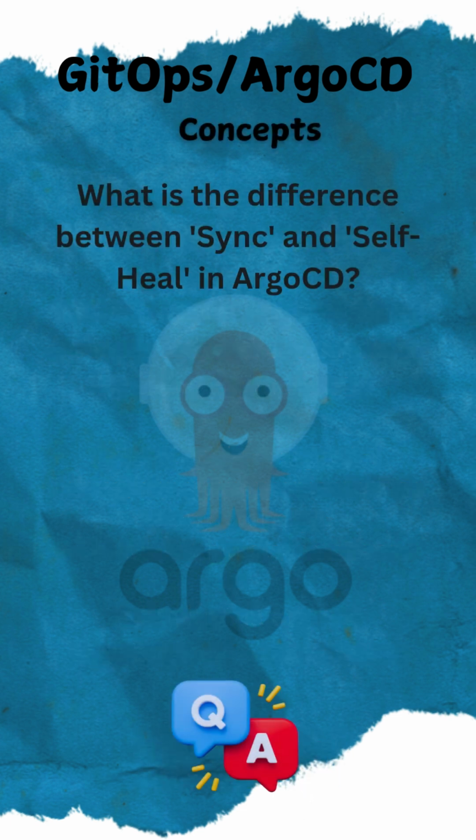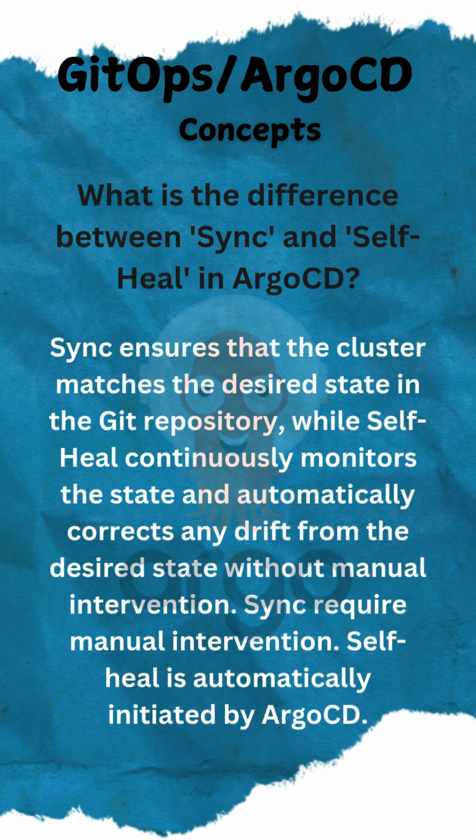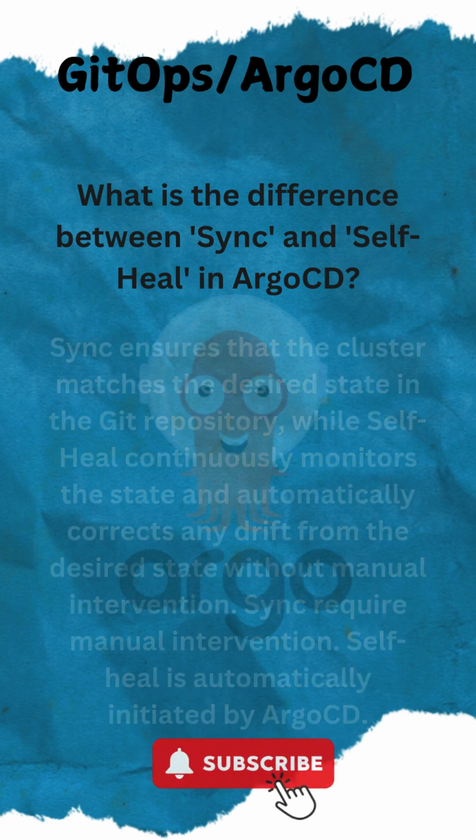What is the difference between sync and self-heal in ArgoCD? Sync ensures that the cluster matches the desired state in the Git repository, while self-heal continuously monitors the state and automatically corrects any drift from the desired state without manual intervention. Sync requires manual intervention. Self-heal is automatically initiated by ArgoCD.